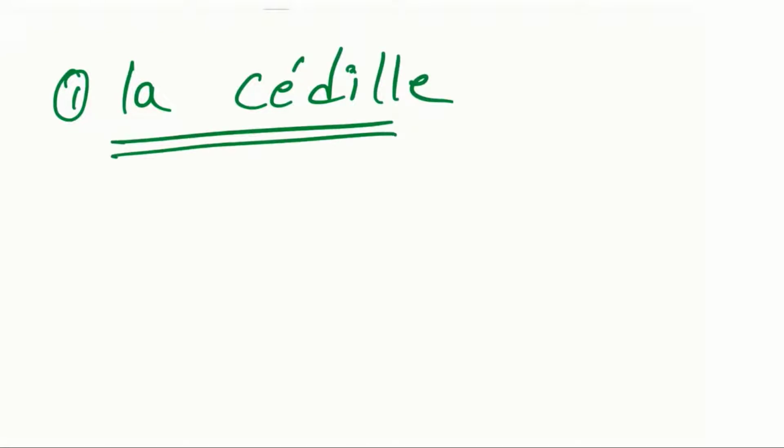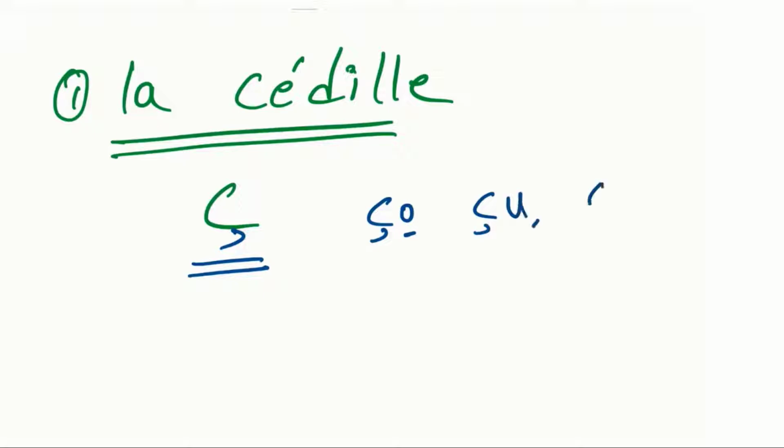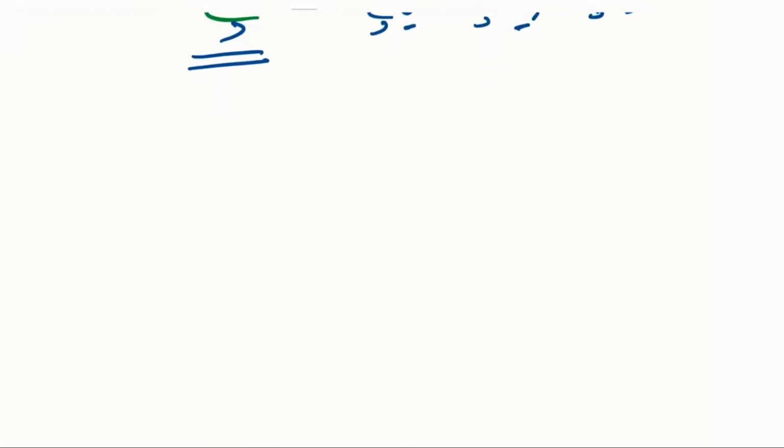D'accord? We'll do some examples and it will be clear to you. The sound of la cédille is "s", like that. If you're not putting that sign under C, then it will be "k". Okay, but if you're putting this sign, then it will be "s". And this is coming in front of these three letters, as you can see here, O, U and A. D'accord? We'll do some examples and it will be clear. D'accord? We'll proceed with the first one.